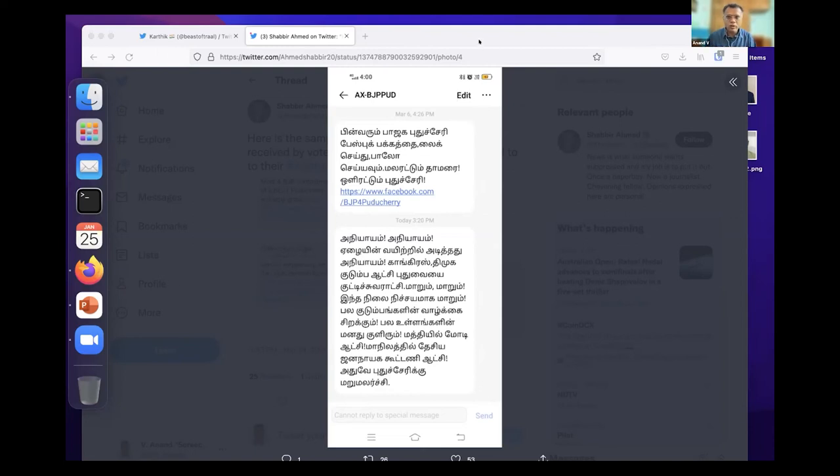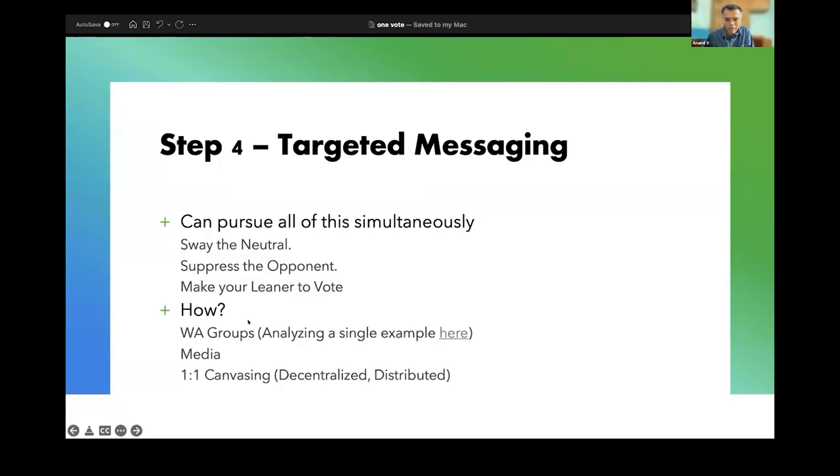I'll resume now. Going back, so one is WhatsApp groups. There is quite a bit of information about WhatsApp groups and how they are managed. Again, it's like a several-hour talk. I will not go into that. Then, how will you get targeted messaging done? You do what is called random bombing via media. Then you do one-to-one canvassing.